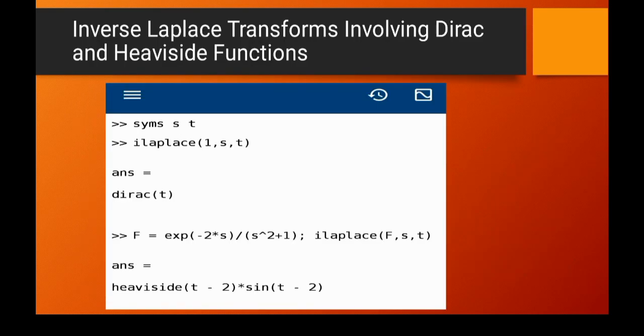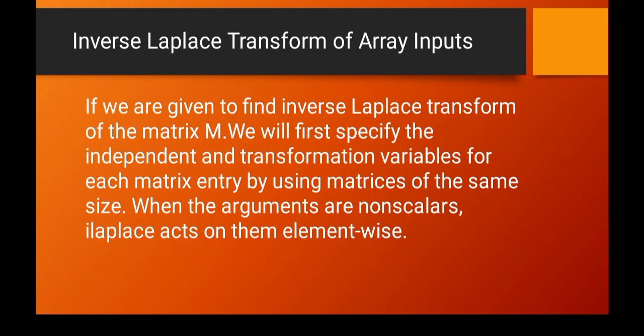Third is inverse Laplace transform involving Dirac and Heaviside functions. For some functions, after taking the inverse Laplace transform, we get the Dirac and Heaviside functions. Next, inverse Laplace transform of array inputs. If we are asked to find the inverse Laplace transform of the matrix M, we specify the independent and transformation variable for each matrix entry by using matrices of the same size when the arguments are non-scalars, and inverse Laplace acts on them element-wise.